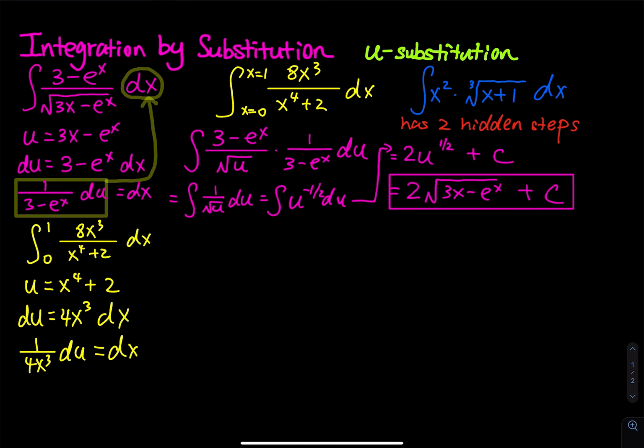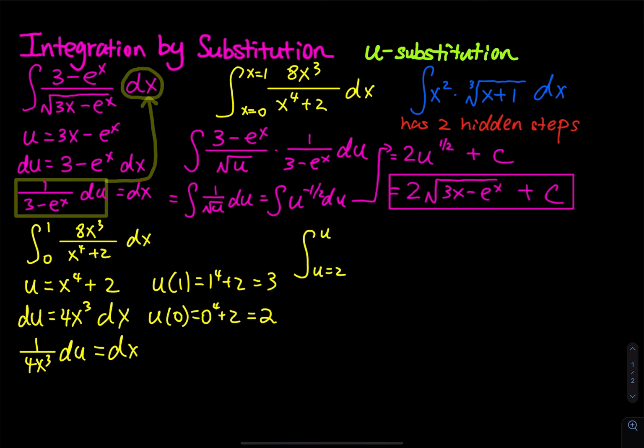Okay, and then how about the 1 and the 0? The 1 and the 0 require you to change them in terms of u as well. So you have to tell me what u of 1 is and u of 0 is. So basically you plug in x equals 1 to the u. So that is 1 to the 4th plus 2, and then this is 0 to the 4th power plus 2. And then this is equal to 3, and then this is equal to 2. And then when you write your du integral, they are no longer x equals 0 and 1. This is u equals 2 and u equals 3.